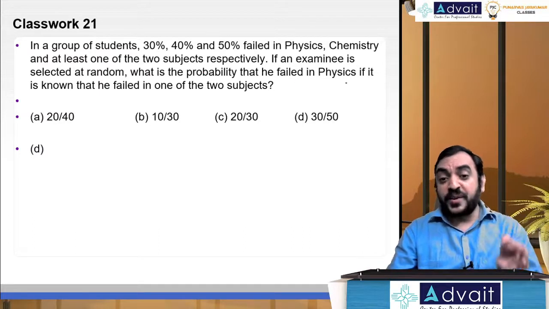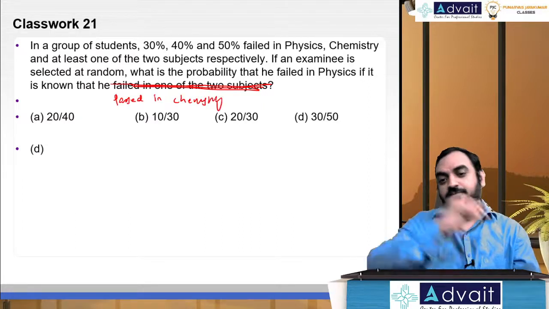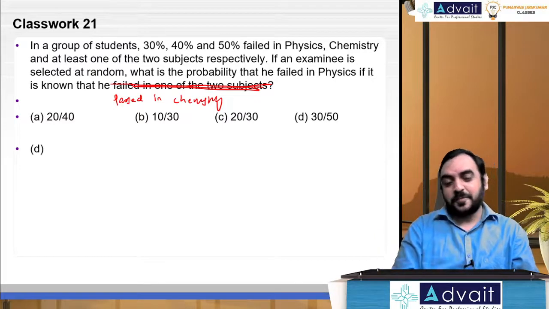Let's see if we can think of it. What is the probability he failed in physics if it is known that he passed in chemistry? Can you think of this question? Let's see.